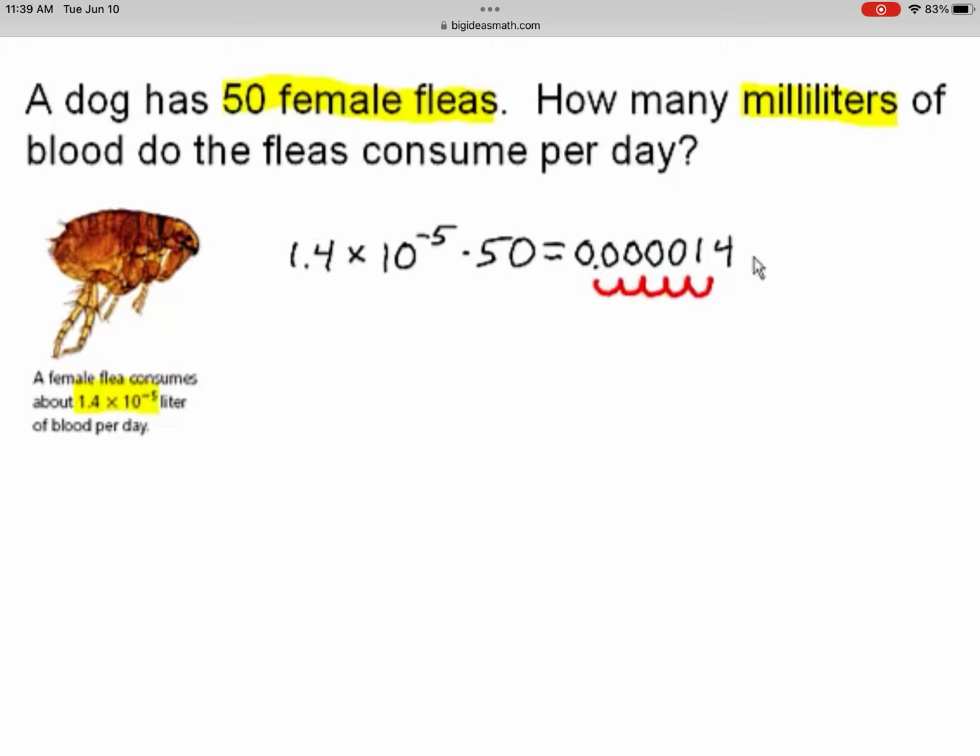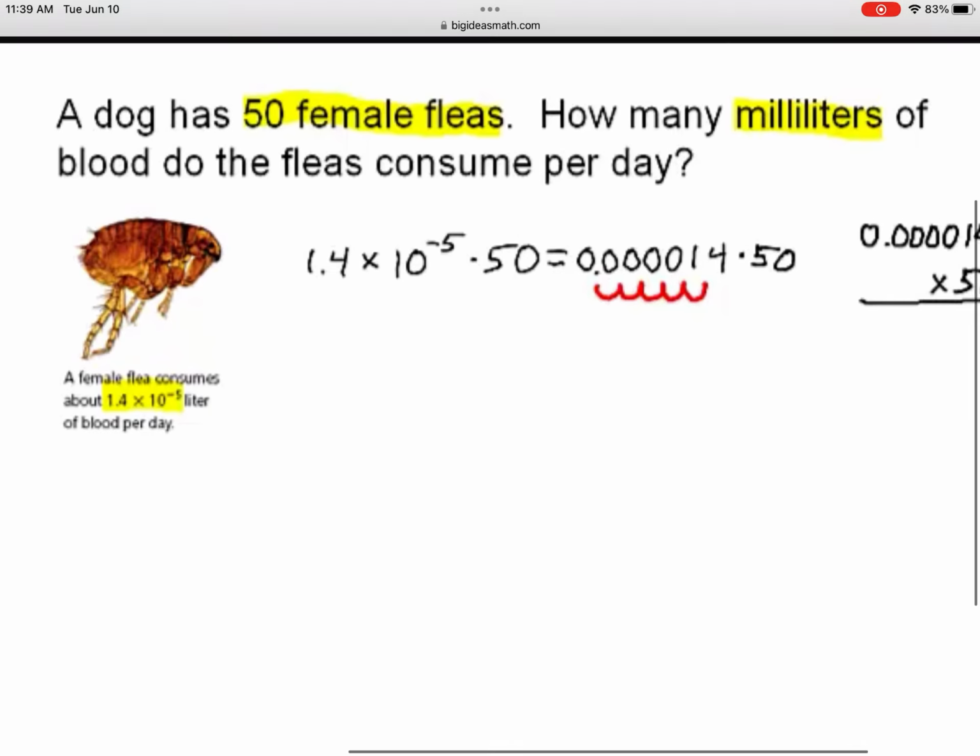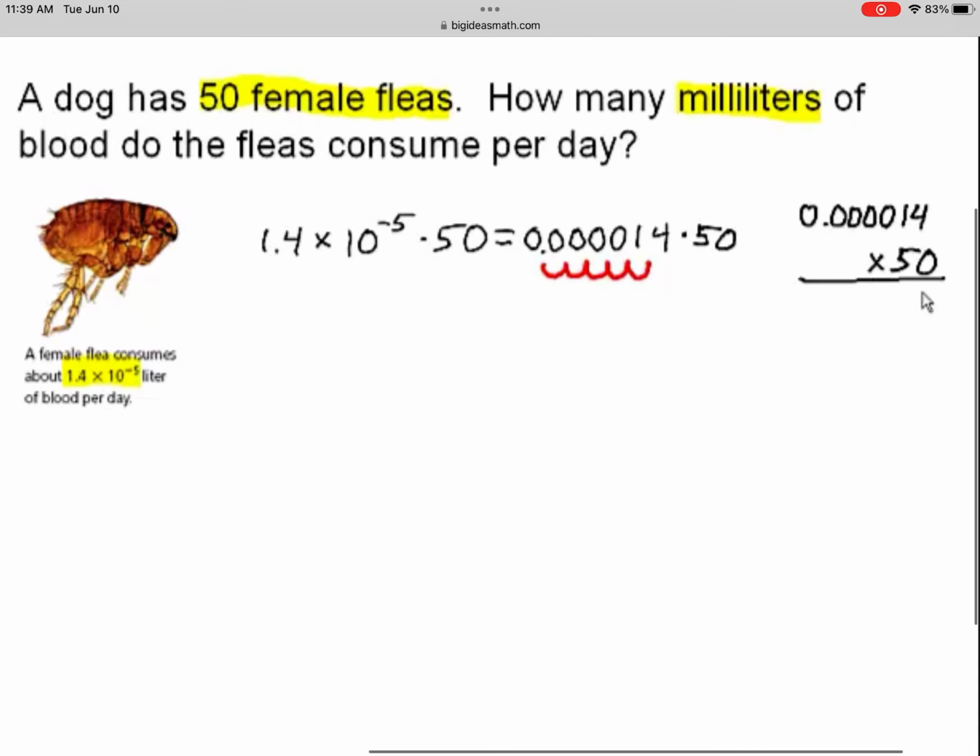And don't forget to multiply by 50. So now we need to multiply. Let's come over here at the right and do the multiplication. Start by multiplying by 0, and you'll get 0. Now 5 times 4 is 20. Write the 0 and carry the 2. 5 times 1 is 5, plus 2 is 7. And then we have 5 times 5 zeros.